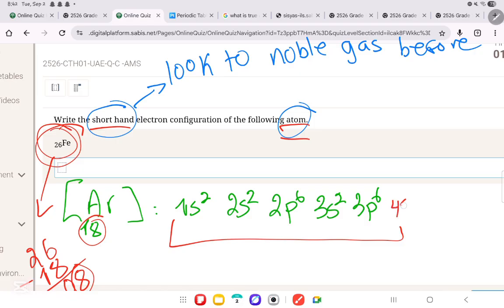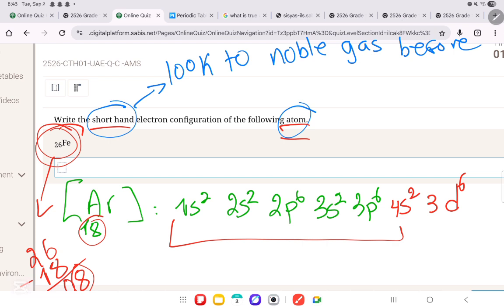And what comes after 4s2? Oops, my bad. I was going to write 3p. No, it's 3d. So what comes after 4s? It's 3d. 1s2, 2s2, 2p6, 3s2, 3p6, 4s2, and 3d6. So now, if you add all of the electrons together, how much will you get?